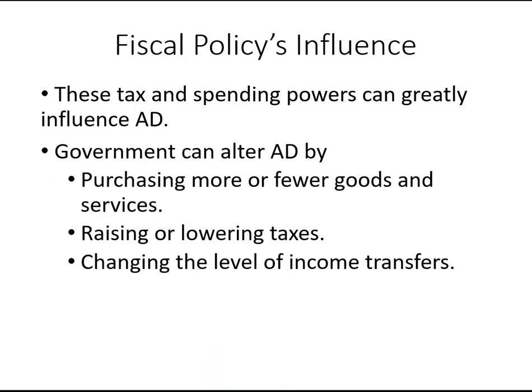So to summarize what is said, this tax and spending power can greatly influence the aggregate demand curve. So the government can alter aggregate demand by purchasing more or fewer goods and services, raising or lowering taxes, and changing the level of income transfers. So keep in mind the third bullet. The third bullet really depends on whether the recipients will literally use their income to purchase goods or not. If they don't, for instance, they got the income and put it under their pillows and never use it, that will not affect aggregate demand at all.